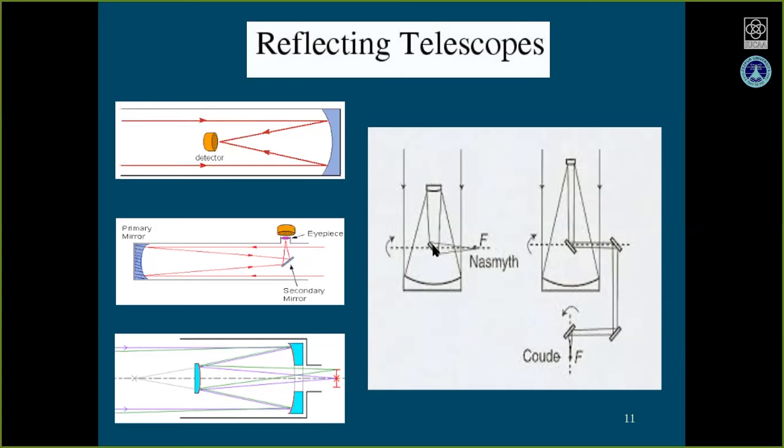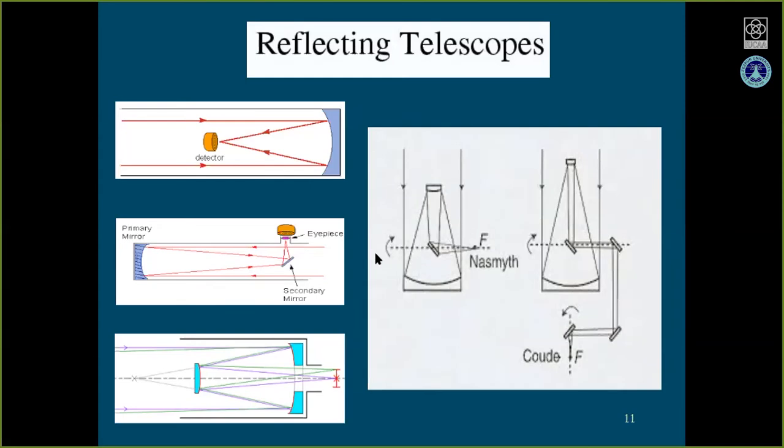And the rays come to the tertiary mirror. By using this tertiary mirror, you can use a half-silvered mirror. By using that, you can divert the ray in different directions: in 2 directions, in 3 directions, in 4 directions.